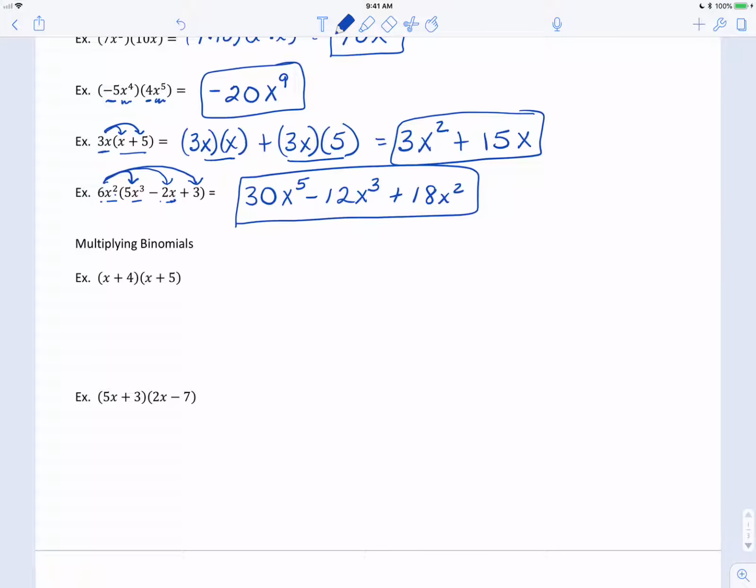Now we're going to learn to multiply some binomials. And what we're going to do here is just like we did before, but we've got one binomial and we're multiplying it by another binomial. And what we have to do is say, well, this first term here has to be multiplied by everything over on the other side. So we're going to take this first x, and he is going to have to be multiplied by that x plus 5.